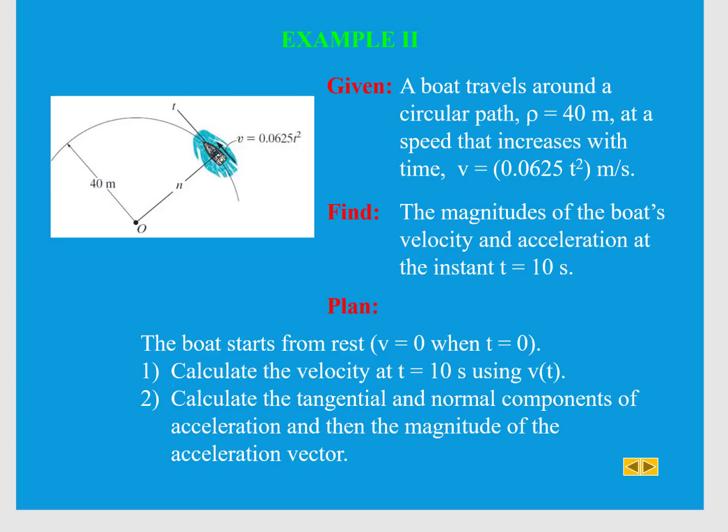Let's take another example. We have a boat that travels around a circular path, and that circular path has a radius of curvature of 40 meter, at a speed that increases with time. Now this time the velocity is expressed as a function of time, and it's given by 0.0625 t square meter per second. We want to find the magnitudes of the boat's velocity and acceleration at the instant t equal to 10 seconds.